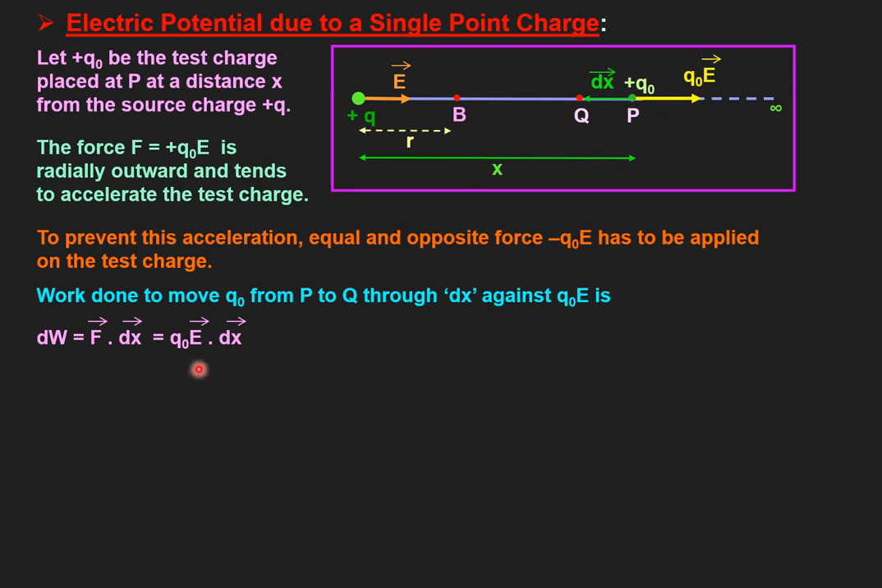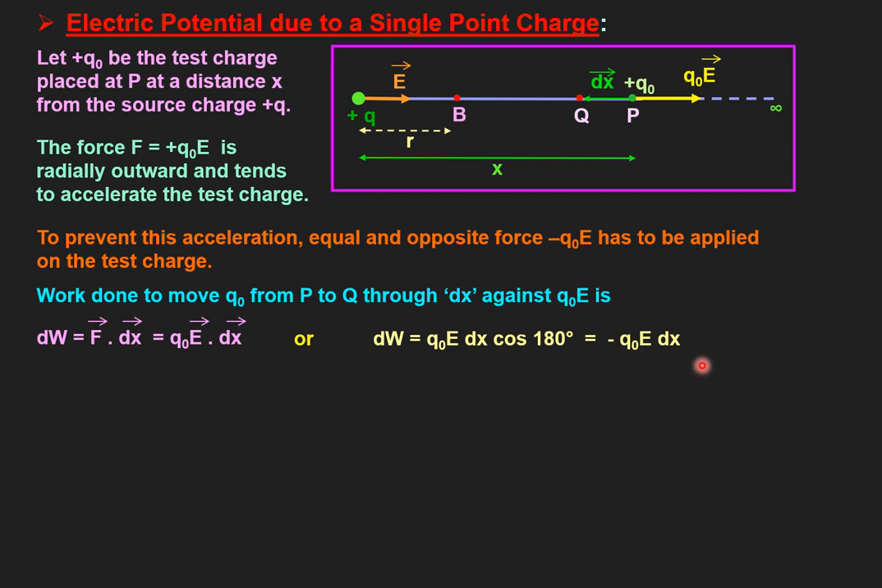Now we have to solve the dot product. A dot B will be equal to AB cos theta. Now what is the angle between electric field and dx? Electric field is radially outward while dx is radially inward. So the angle is 180 degrees. So dW will be equal to Q naught times E dx cos 180. Cos 180 is always minus 1. So that's minus Q naught E into dx.